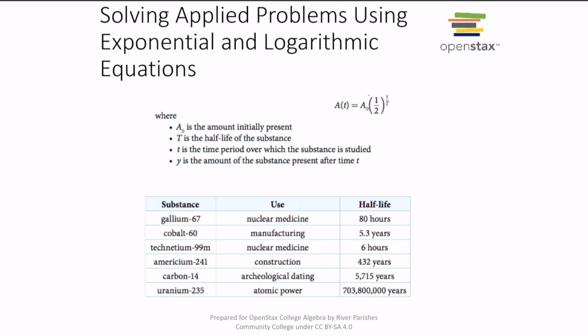Now, we can also use the same principles and apply them to problems like half-life. For example, the half-life formula is written as A of t equals A naught times 1 by 2 whole to the power of t by T. Here, A naught is the amount initially present, uppercase T is the half-life period of the substance, small t is the time period over which the substance is studied, and A of t is the amount of substance left after time t.